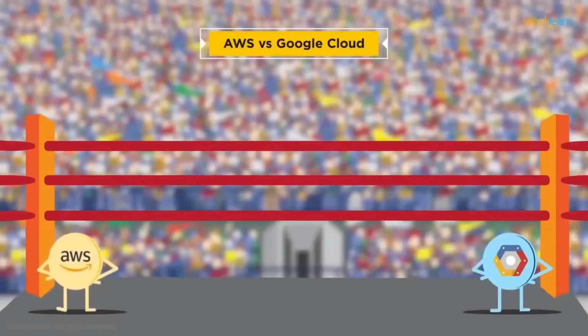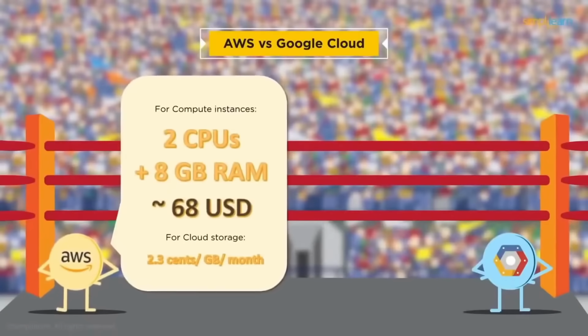Now, let's compare a few things. For starters, let's compare pricing. For AWS, a compute instance of 2 CPUs and 8 GB RAM costs approximately $68. Now, a compute instance is a virtual machine in which you can specify what operating system, RAM, or storage you want to have. For cloud storage, it costs 2.3 cents per GB per month with AWS.